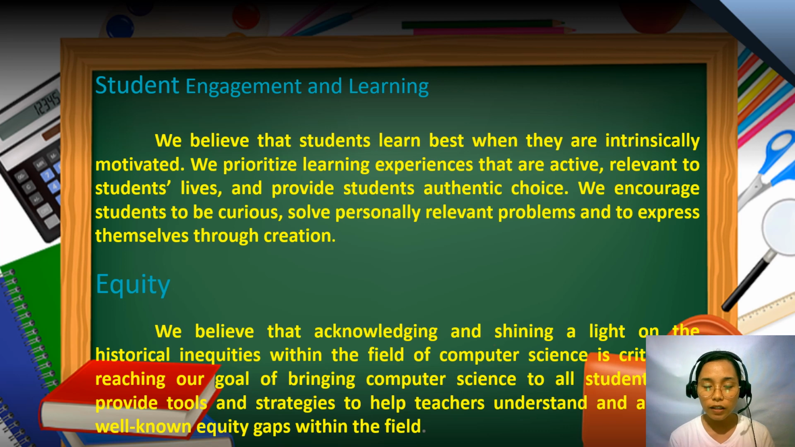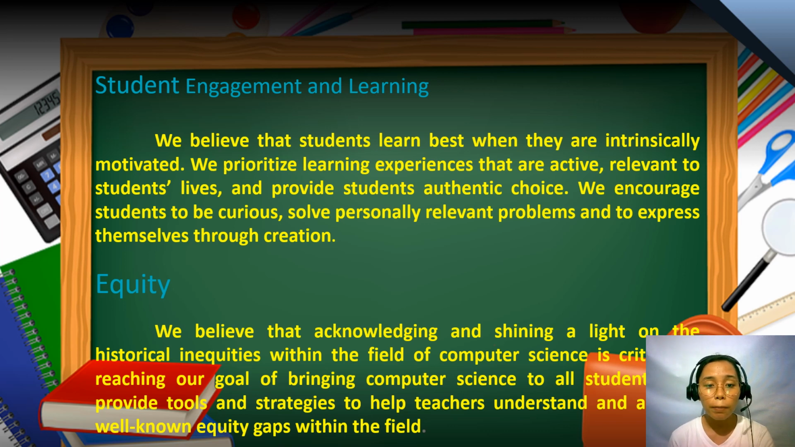Student engagement and learning. We believe that students learn best when they are intrinsically motivated. We prioritize learning experiences that are active, relevant to students' lives, and provide students authentic choice. We encourage students to be curious, solve personally relevant problems, and express themselves through creation. And learning is an inherently social activity, so we interweave lessons with discussions, presentations, peer feedback, and shared reflection. As students proceed through our pathway, we increasingly shift responsibility to students to formulate their own questions, develop their own solutions, and critique their own work.